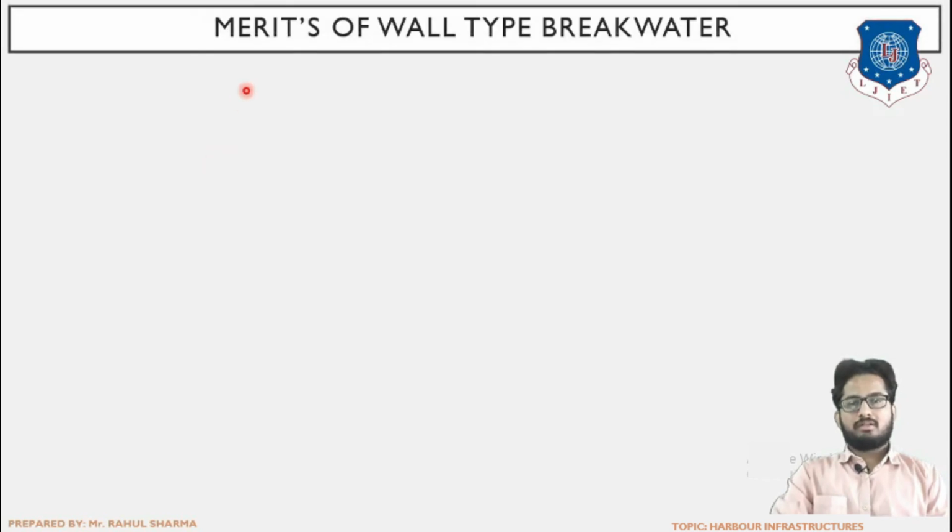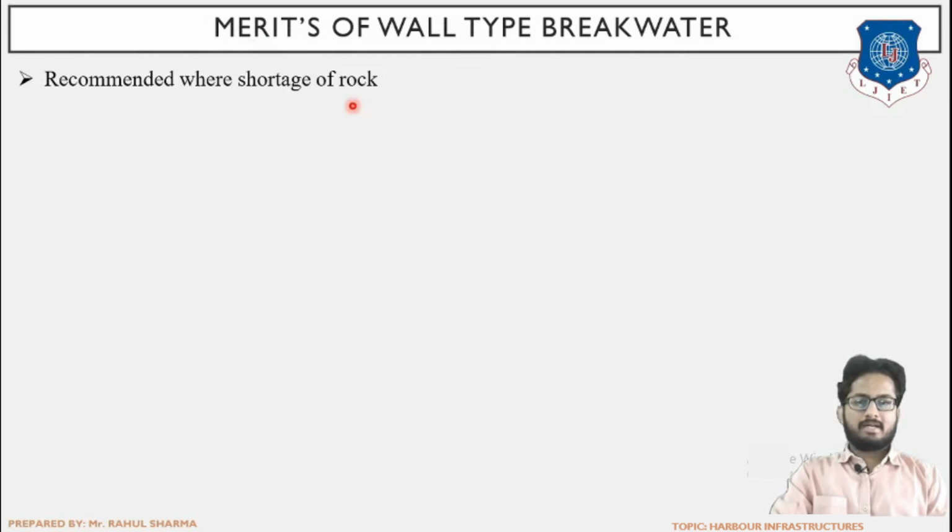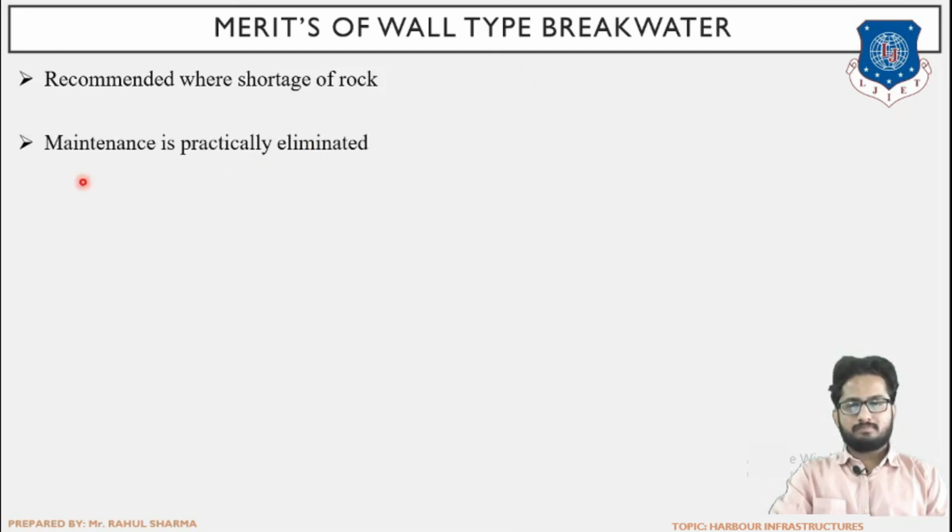Next topic is the merits of wall type breakwater. So what are the advantages? Recommended where shortage of rock exists, because here there is no need of rocks. So at a particular site in the vicinity, if rock is not available, then this type of breakwater can be used. Maintenance is eliminated. Already this point is discussed in the difference slide regarding the durability. That is, the durability here is not reduced highly, so maintenance is also practically eliminated.